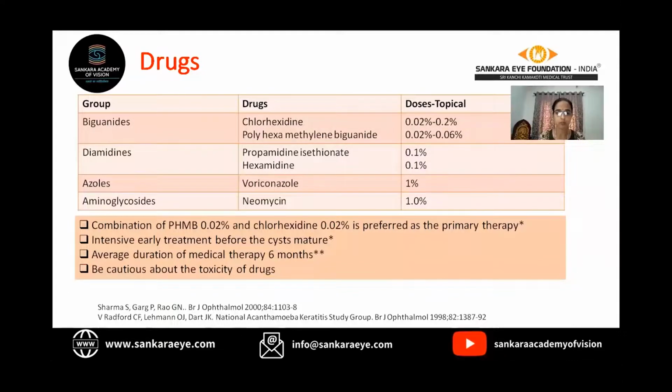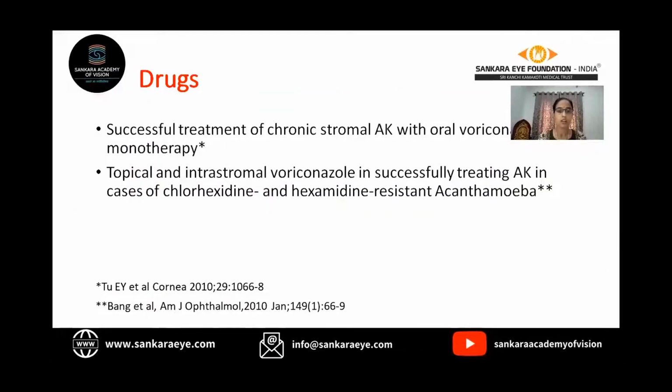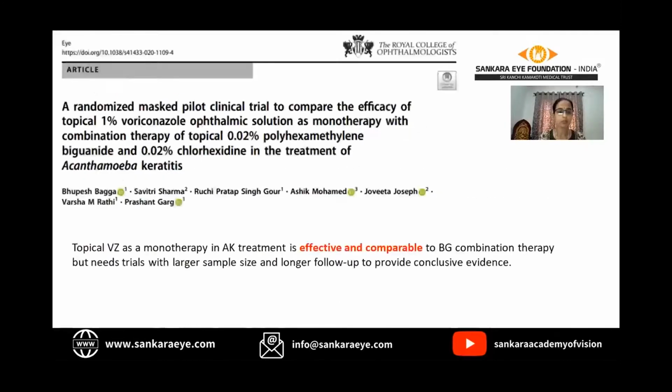Intensive early treatment is required before the cysts mature. Average duration of medical therapy in various studies in literature is around 6 months. One must be cautious about the toxicity of the drugs as the treatment is prolonged. Successful treatment of chronic stromal keratitis with voriconazole, topical, intrastromal, and oral is reported.